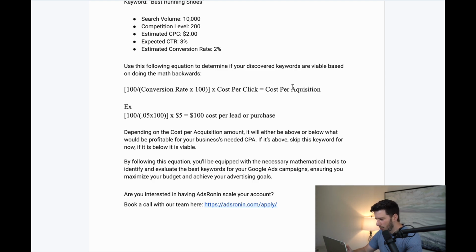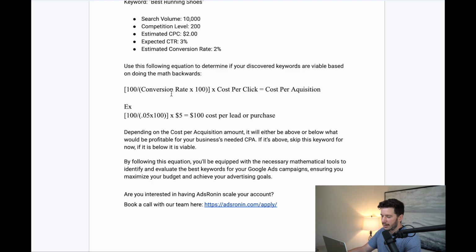So I won't do it exactly on the screen, but what we would do is take the cost per acquisition on average, which we just talked about how you'd find that. We'll put $30 here. For the conversion rate, we'll take the conversion rate on average for your store. Let's say most stores are at 1% that are doing pretty well. We'll put that here. And then we're going to solve for cost per click. So we'll talk about this really quick.